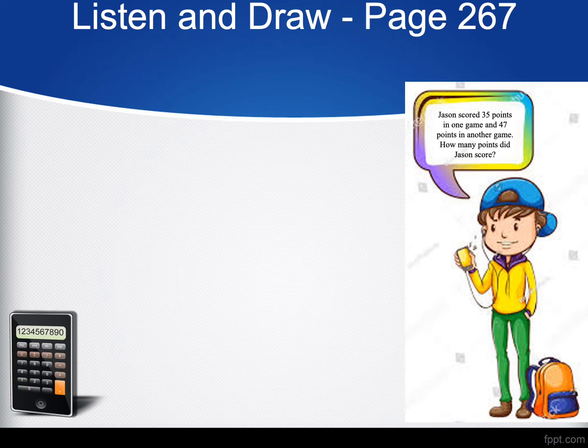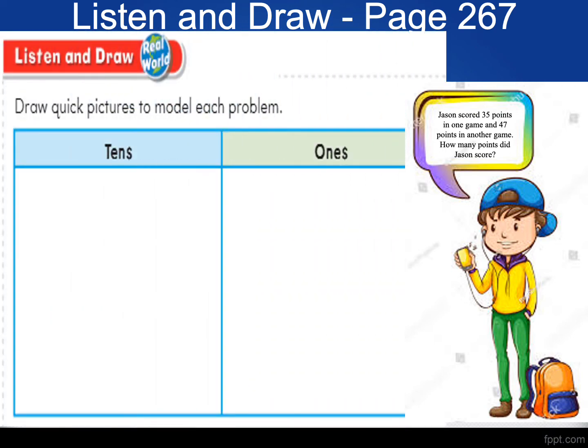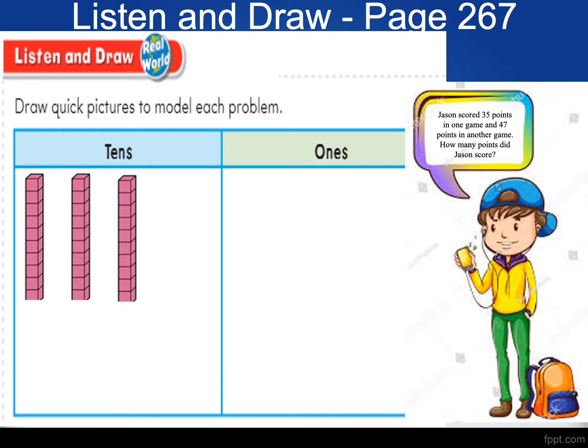So let's look at how we are going to solve it. What we'll do, we will use quick pictures of tens and ones. How do you use quick pictures to help you solve this problem? Simple. Like I always say, break the question into half. The first half says Jason scored 35 points. How many tens are in 35? 3 tens, very good. And how many ones are in the number 35? 5 ones. Excellent. Now let's look at the second part of the question.